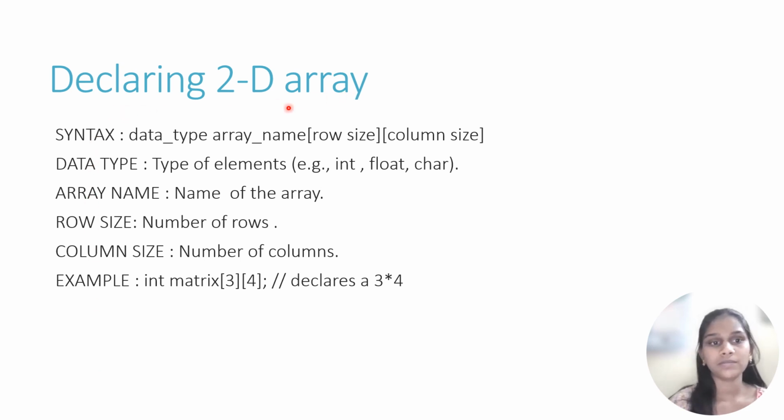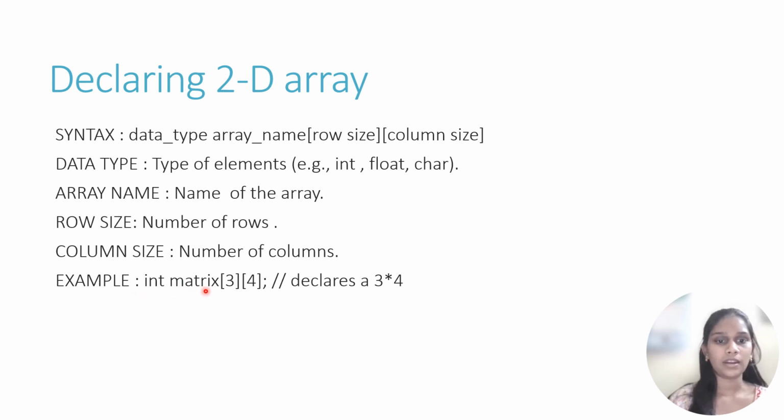Declaring 2D array. To declare 2D array, the syntax will be data type, space, array name, of row size, of column size. Data type indicates type of elements like int, float, char, etc. Array name indicates name of the array. Row size, it indicates number of rows. Column size, it indicates number of columns.